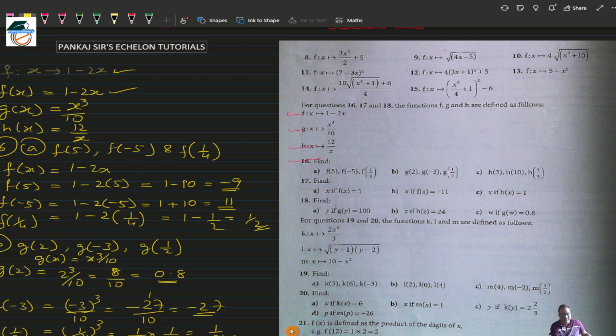Right. So these are the answers for this A, B, and now let us work out the answer for C. Okay. So for C, let us work out the answers for C as well.